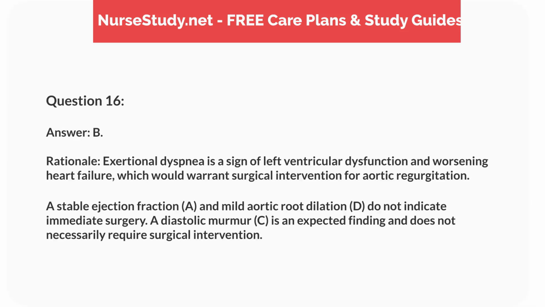Answer B. Rationale: exertional dyspnea is a sign of left ventricular dysfunction and worsening heart failure, which would warrant surgical intervention for aortic regurgitation. A stable ejection fraction, A, and mild aortic root dilation, D, do not indicate immediate surgery. A diastolic murmur, C, is an expected finding and does not necessarily require surgical intervention.